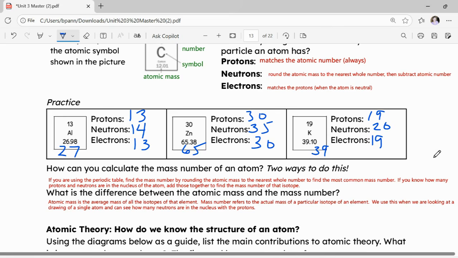Remember that atomic mass and mass number are both telling us the mass of an atom. Atomic mass is the average mass of all the isotopes of that element. This is found on the periodic table. Mass number tells us the actual mass of a particular isotope of an element. Remember that there are multiple possible isotopes of any element. We'll use the mass number when we're looking at a single atom where we can see how many neutrons are in the nucleus with the protons.